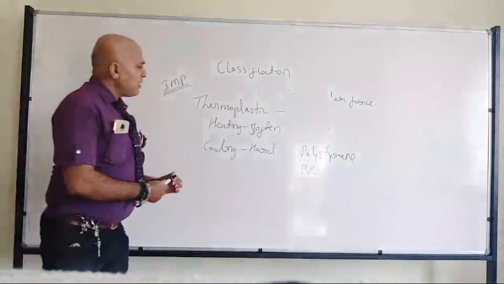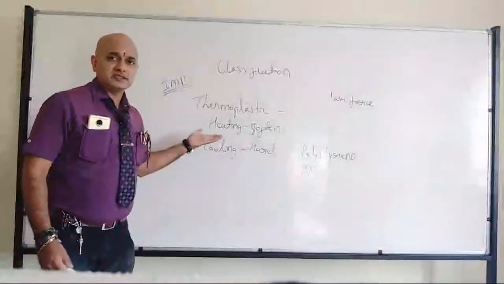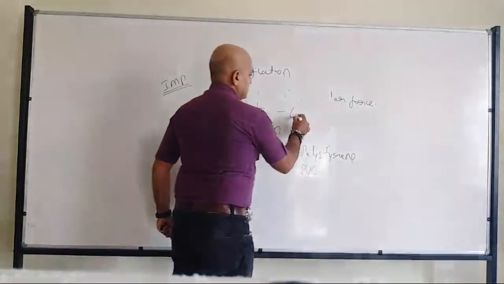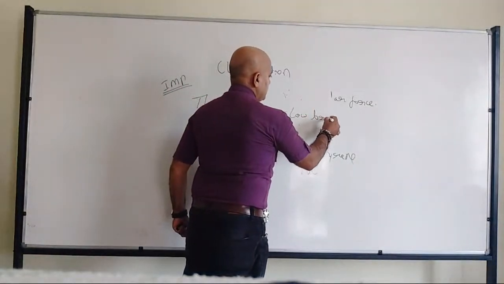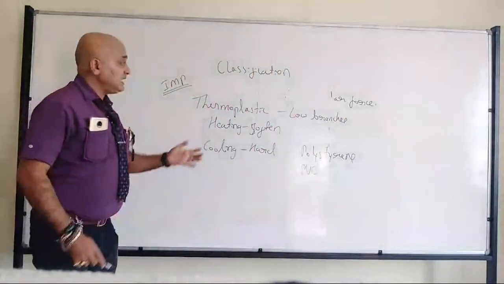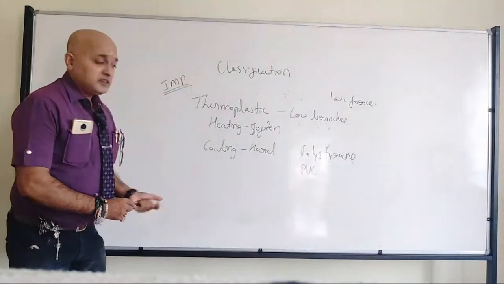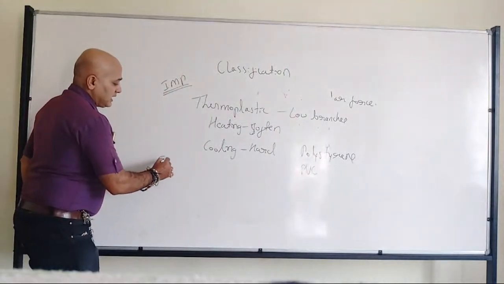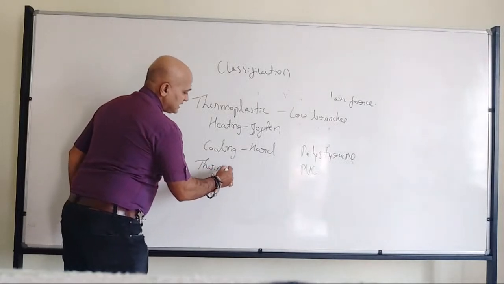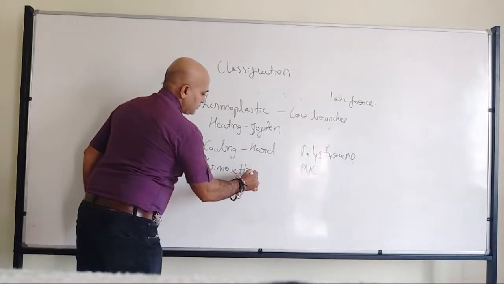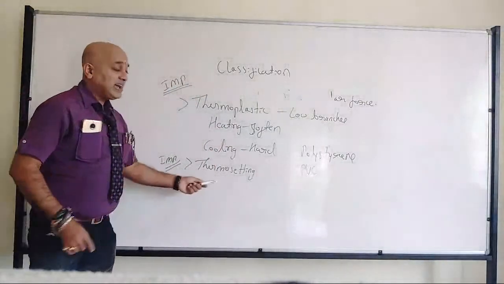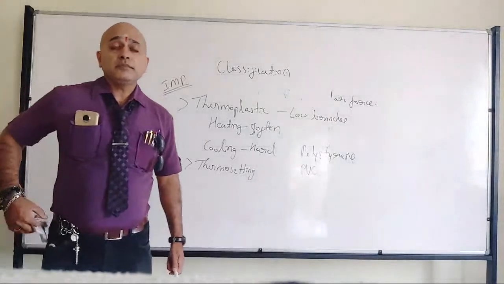Now, some of the polymers will have low branches. Fine? So that's where we have the thermoplastic polymer. Whatever I will be telling next, I will consider that also important. That is thermosetting polymer. Thermoplastic polymer and thermosetting polymer.